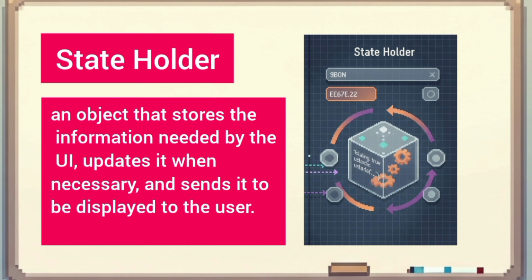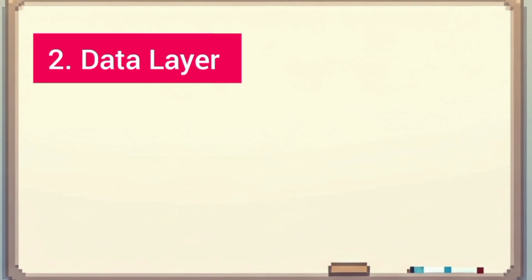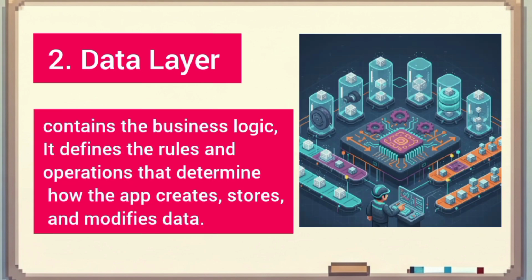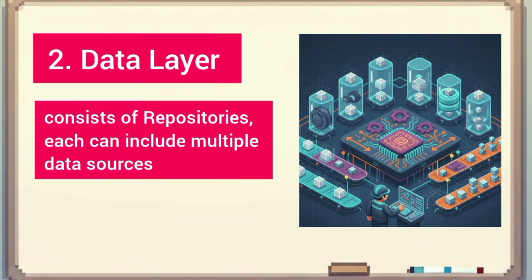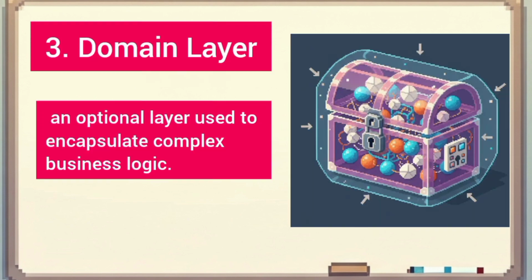Let's talk about the data layer. This layer contains the business logic, which gives the application its actual functionality and value. It defines the rules and operations that determine how the app creates, stores, and modifies data. The data layer usually consists of repositories, and each repository can include multiple data sources, such as a database or a network API.